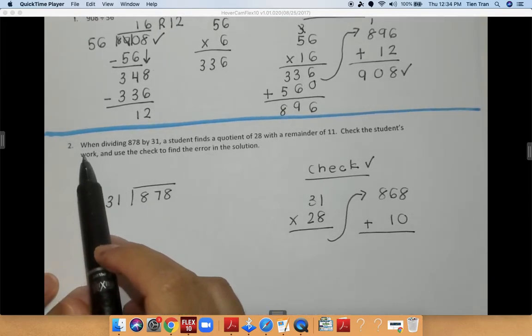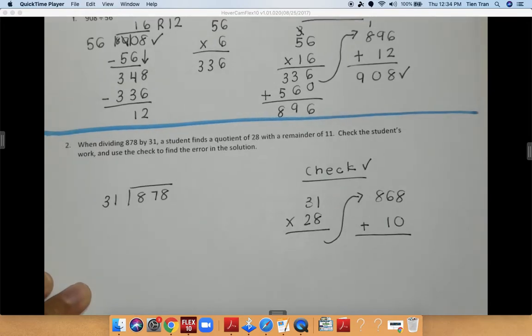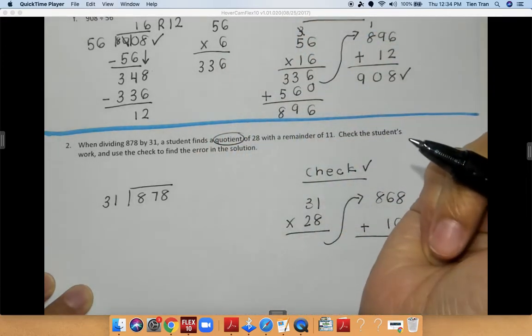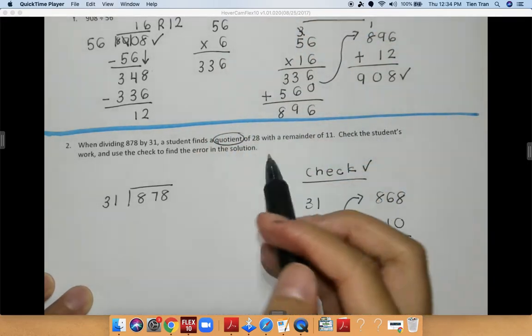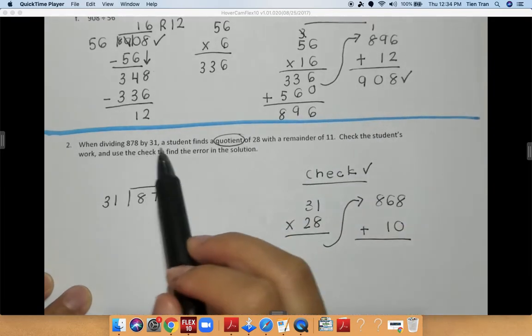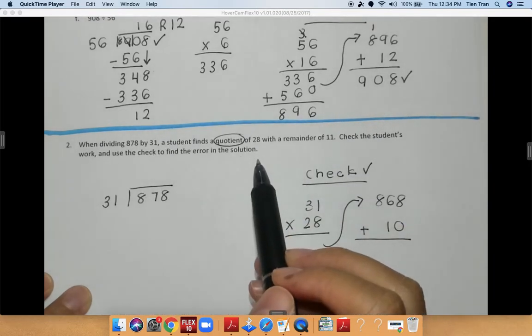The word problem for number 2 says, when dividing 878 by 31, a student finds a quotient. Remember, the word quotient means the answer to a division problem, of 28 with a remainder of 11. Check the student's work and use the check to find the error in the solution.